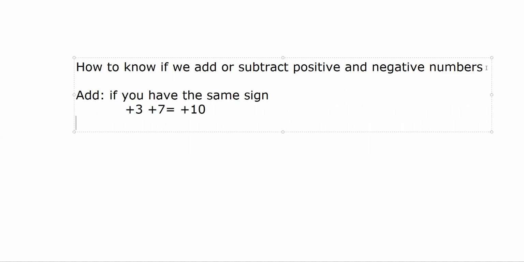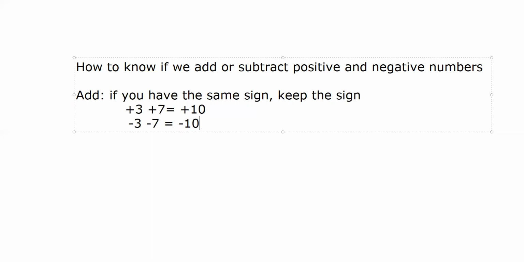If we have negative 3 and negative 7, that's still going to be 10, but that 10 is going to be a negative. So if you have the same sign, we add, and I forgot to put right here, you're going to keep the sign. Negative 3 and negative 7 gives us negative 10, and positive 3 and positive 7 gives us positive 10.